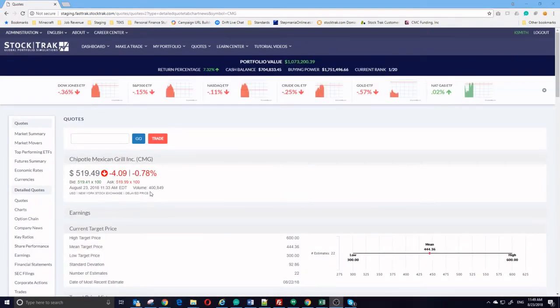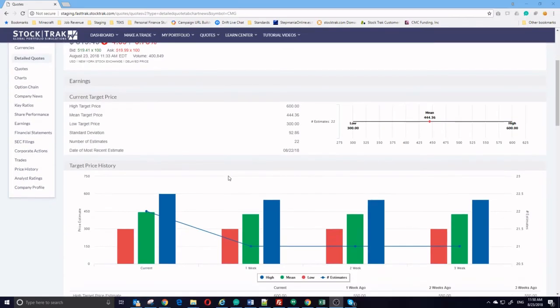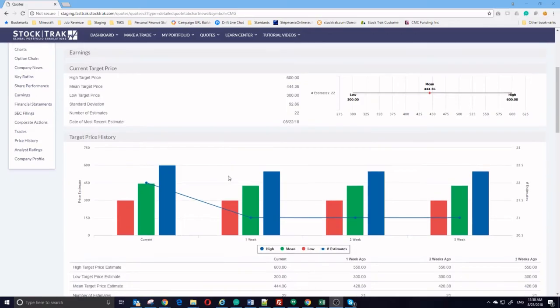Next is the earnings report. The earnings report shows you how much this stock has actually earned over the last period of time. But more interestingly, it'll actually give you a lot more detail about what analysts have been saying about this stock and its current price compared to what the different Wall Street analysts think it's worth.